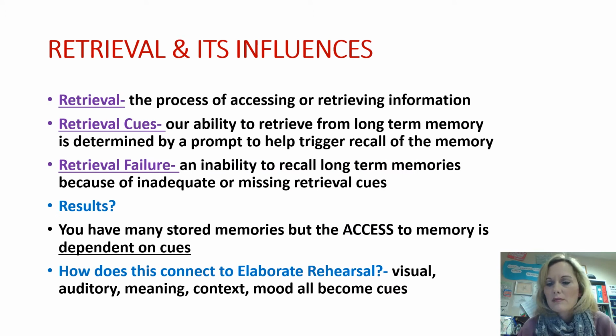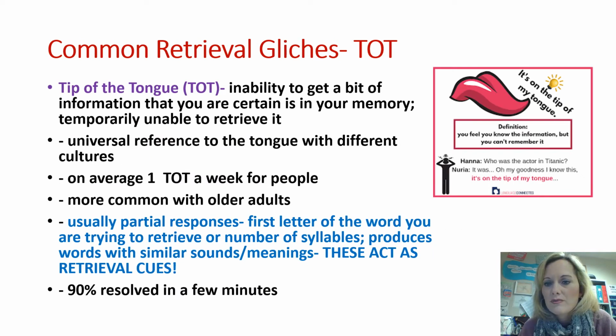So again, when we are doing remembering and we are thinking about memories, we're really thinking about long-term memory, and we need to be able to retrieve and to access that information. And it all deals with our retrieval cues, our ability to retrieve because something has been triggered in our memory. And that failure can come because we had inadequate or missing retrieval cues to really get that out. And we have many stored memories, but access to them depends on the cues that we have. And so elaborate rehearsal is really about that because it's all about the visual, about the auditory, about the meaning and the context and the mood, and all those things are connected that can be cues that will bring things into light.